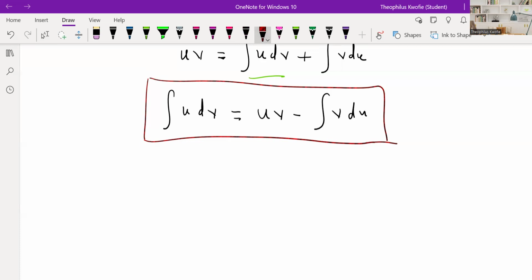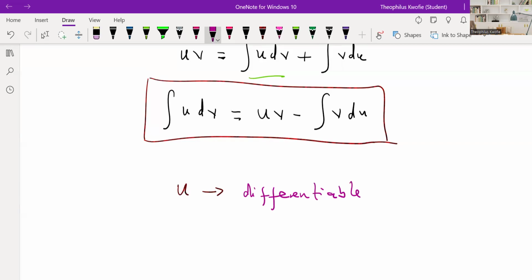Now, what happened is that our choice of U should be such that it is easily differentiable. Our choice of U should be such that it is differentiable. So for us to choose a function to be U, that function must be differentiable. It is important that the function should be differentiable.